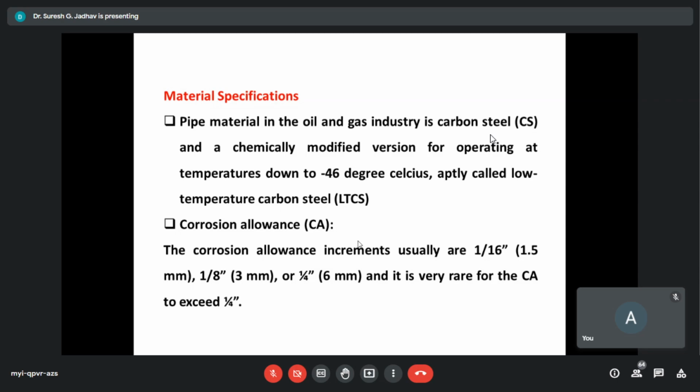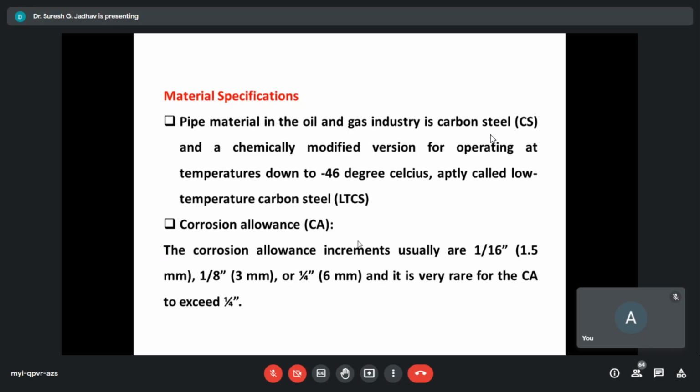The corrosion allowance increment usually in piping industries is 1/16 inch. If you convert into millimeters, that is 1.5 millimeter, then 1/8 inch, or 1/4 inch, that is 6 millimeter. And it is very rare for the corrosion allowance, CA, to exceed 1/4 inch, because a more corrosion resistant metal will be specified. That is the reason it will not exceed 1/4 inch.